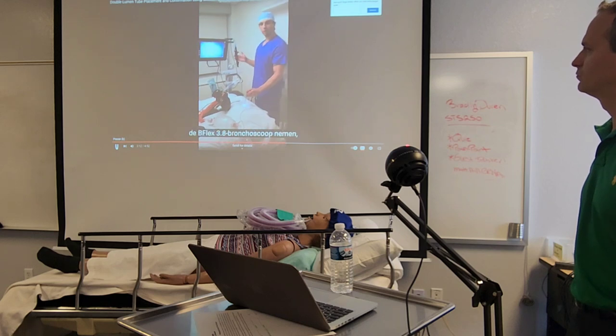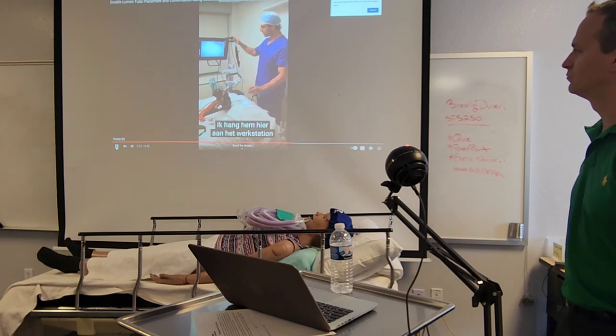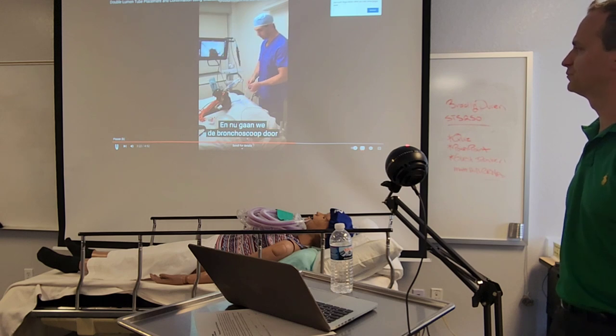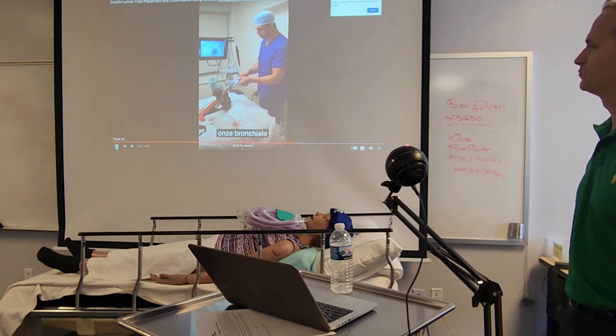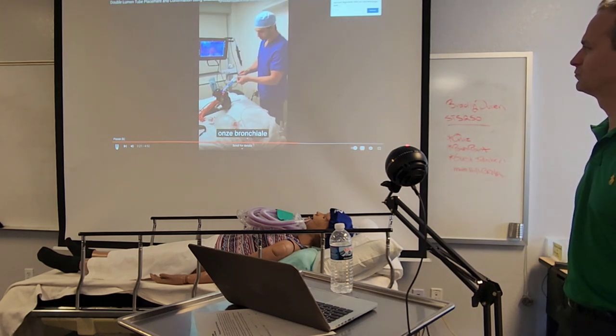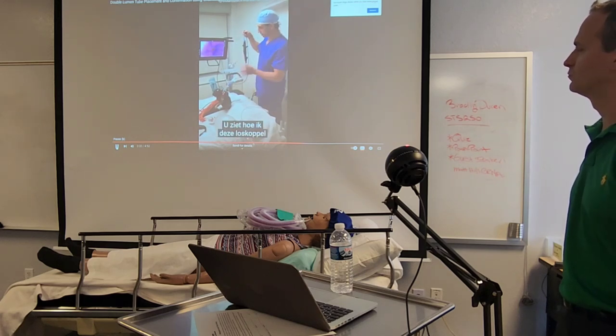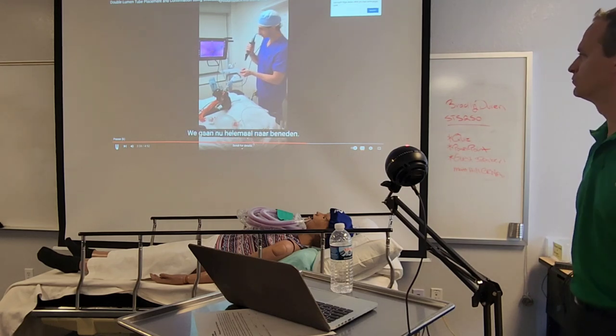So now we're going to grab our B-Flex 3.8 bronchoscope, which is the only one you can use down the double lumen endotracheal tubes. I'm going to hang it here on the workstation because I now don't need an extra pair of hands. We're going to feed our bronchoscope right through our bronchial lead. I'm going to pop this off now so I can make sure I can get it all the way in. And I have my camera adjustment here. I'm going to go all the way down.